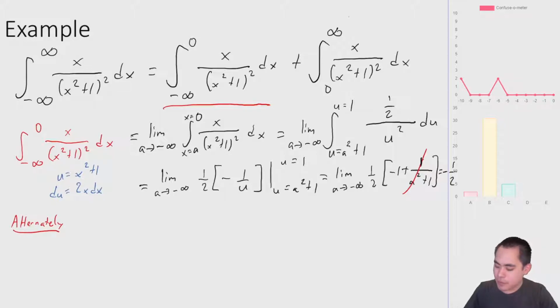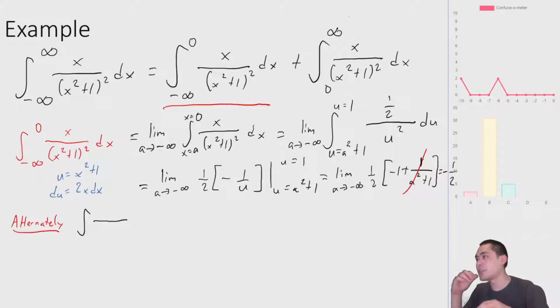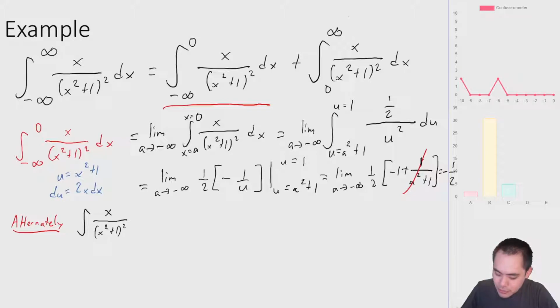Another way we could do it is we could just take the indefinite integral first and plug everything in later. So I'm going to do the indefinite integral here. Someone asked earlier, is the integral from minus infinity to infinity just the indefinite integral? No, it's not. And this is going to give you an example of why. So, the integral of x over x squared plus 1 squared dx.